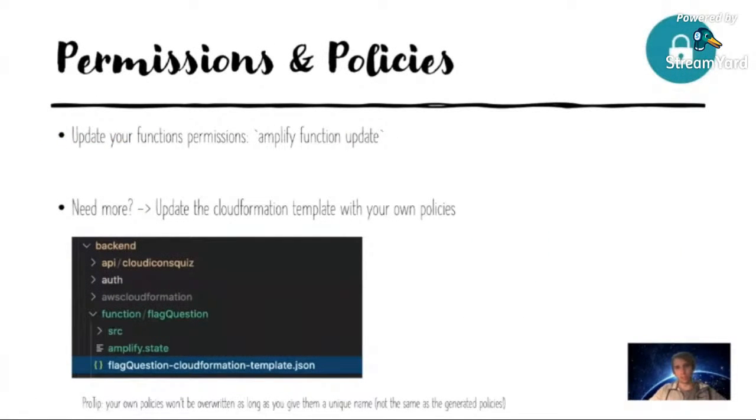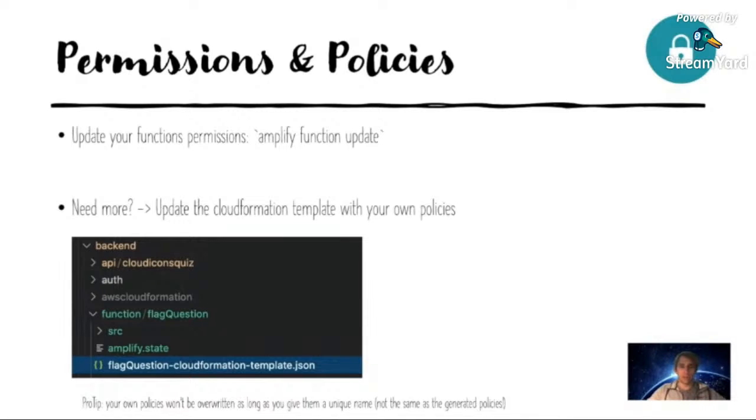first up, permissions and policies. Now, you can configure part of this using the Amplify CLI. You just run amplify function update, and then it will ask you, do you want to give this function permissions to other cloud resources that I know of? You can say, yes, please give me the permissions to access those resources. But what if you need more? What if you need access to the SSM service, for example?